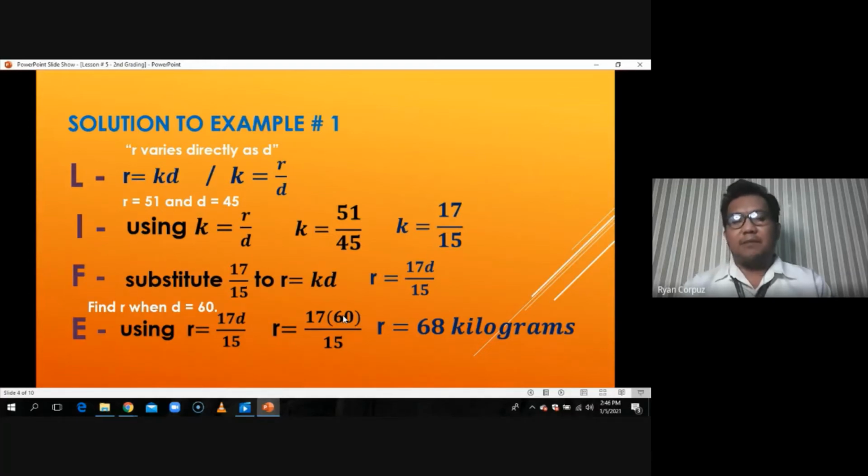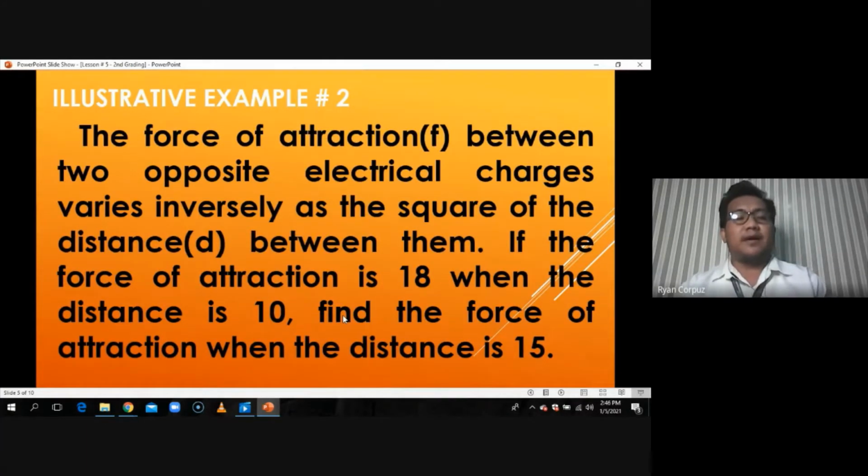So para mas maintindihan pa natin lalo, let's try another example. Let's this time try example number 2. So let me read first the problem. So sabi dito, the force of attraction represented by small letter f between two opposite electrical charges varies inversely as the square of the distance d between them. So this time this problem is about inverse variation. So if the force of attraction, that's F, is 18 when the distance is 10, so that's D. So find the force of attraction when the distance is 15.